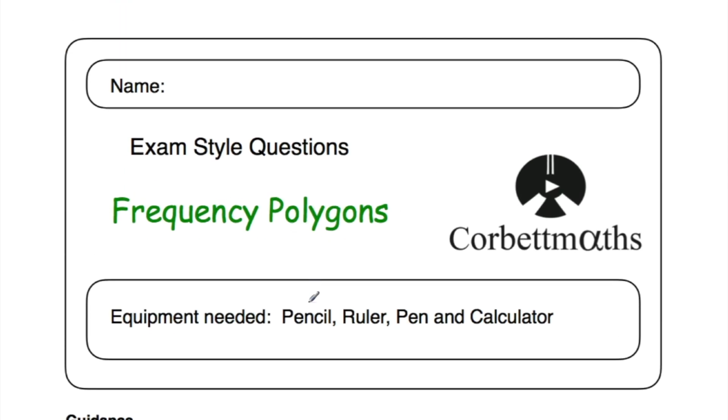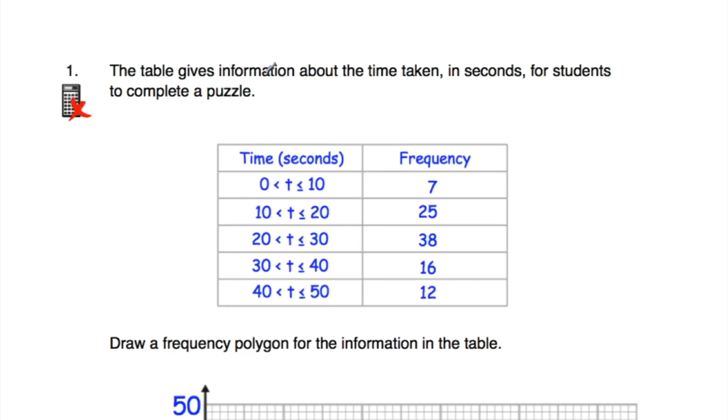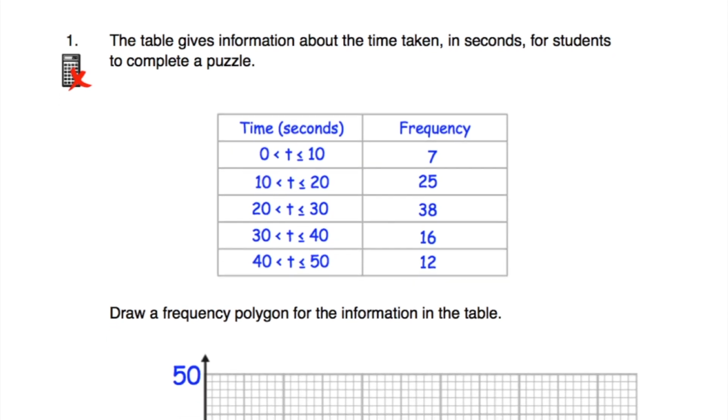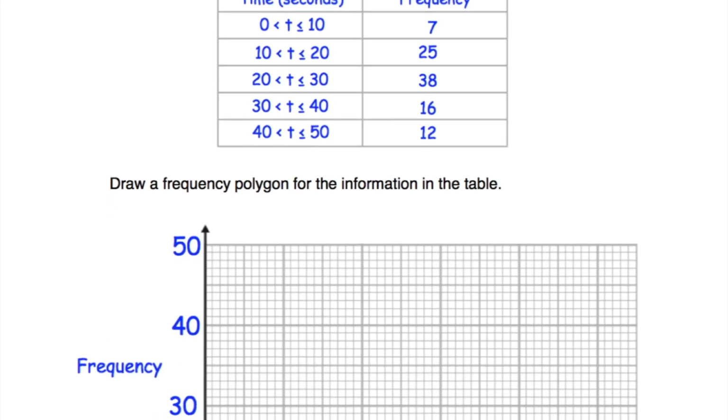So let's get started. Okay, question number one. Question number one says the table gives information about the time taken in seconds for students to complete a puzzle. So 7 of the students take between 0 and 10 seconds, 25 between 10 and 20, 38 between 20 and 30, 16 between 30 and 40, and 12 between 40 and 50. And we've been asked to draw a frequency polygon to show the information in the table.